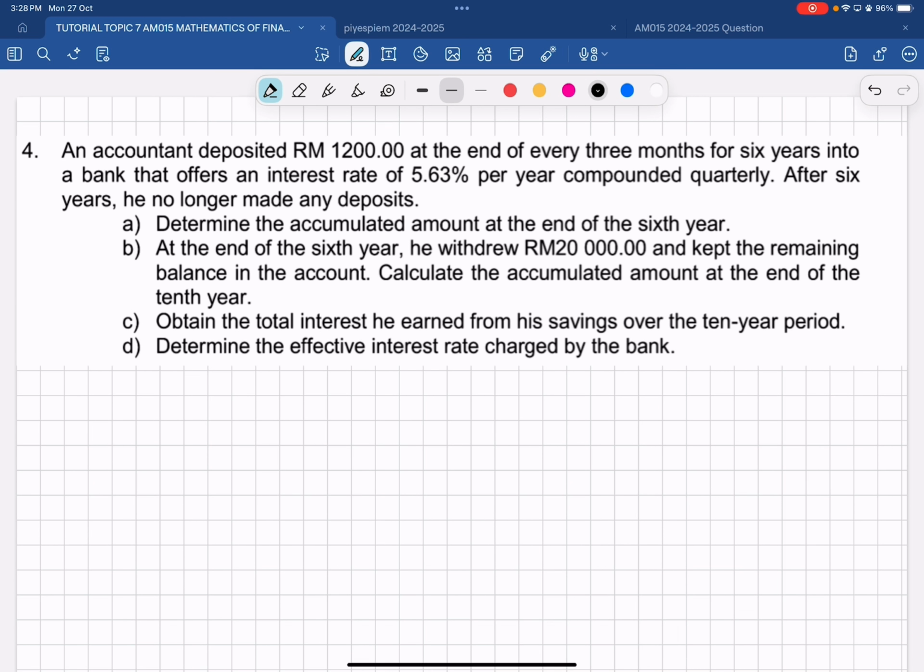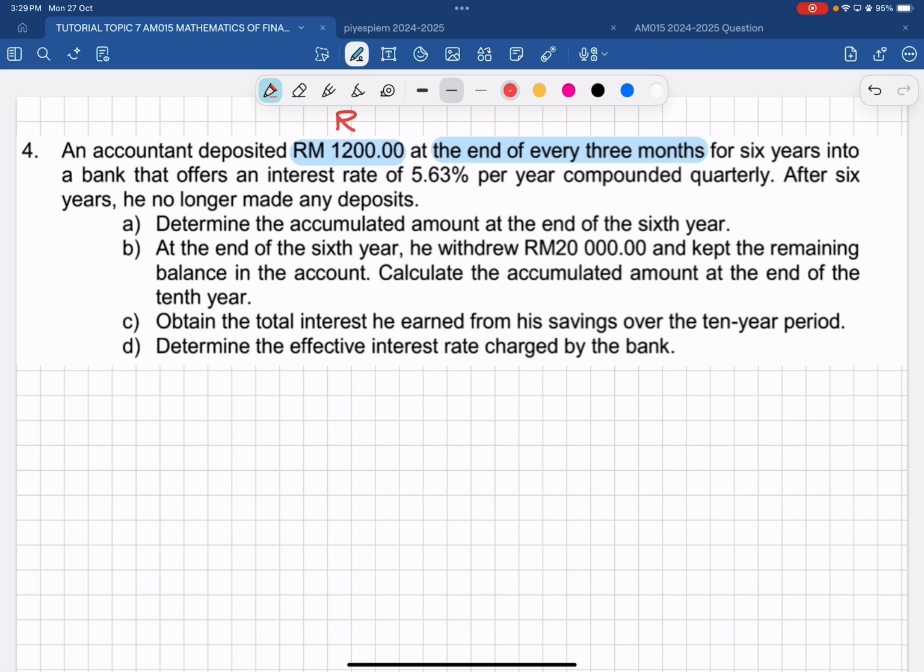An accountant deposited 1,200 at the end of every 3 months. So that's the keyword. 1,200 at the end of every 3 months, so it is an annuity. This is the serial payment R, for 6 years into a bank that offers an interest rate of 5.63% per year compounded quarterly.